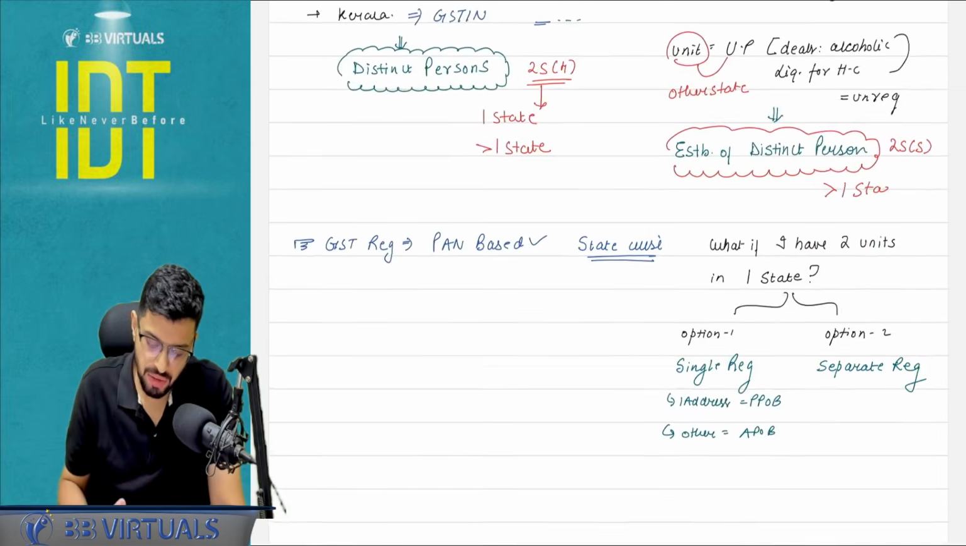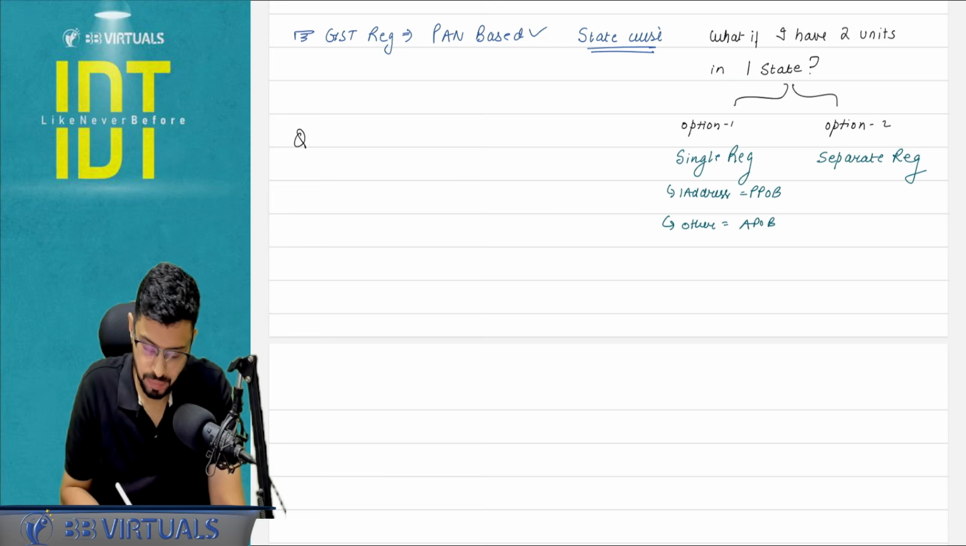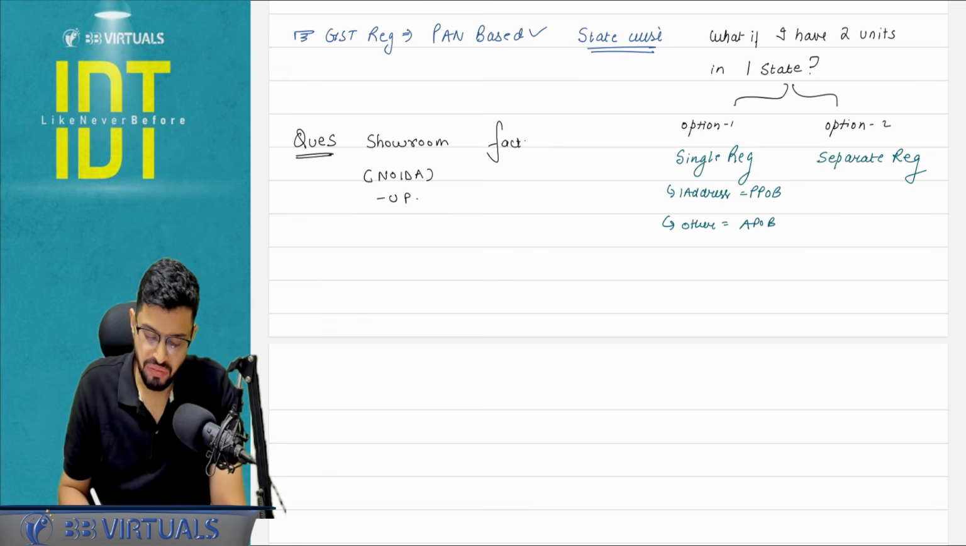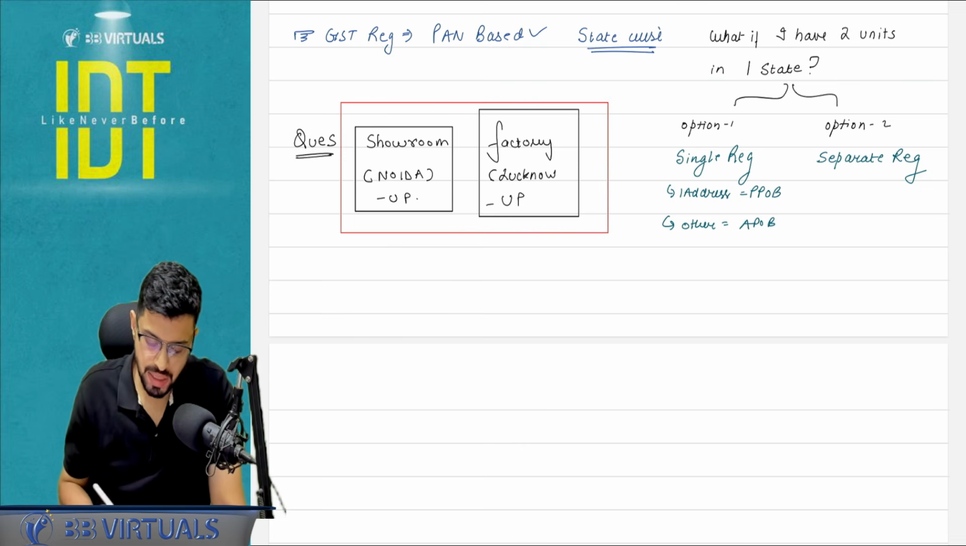And now a small example I will ask. A small example. A question for you. Let's say there is a showroom in Noida, UP. And there is a factory in Lucknow, UP. And suppose these are under a single UP registration. I'm saying that these are under a single GSTIN of UP registration.